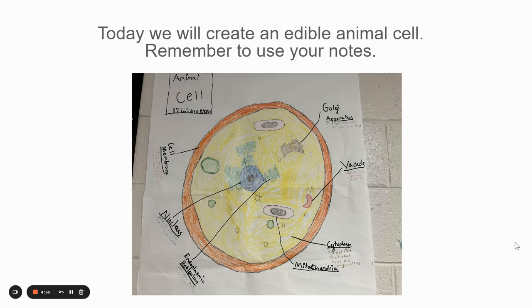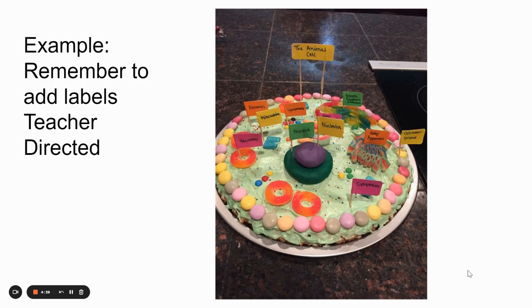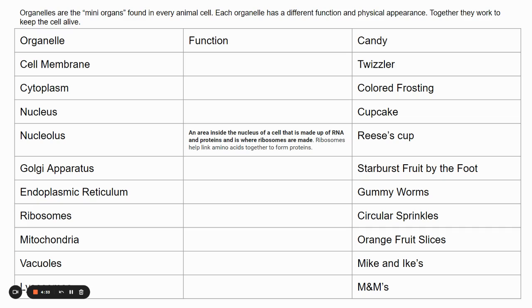This week we were continuing to work on plant and animal cells, and so to make it more fun and interesting, I decided to have my students create an edible animal cell. As you can see in this picture on this slide, we drew a diagram first, and then when we go to the next slide, we can see an example of what I had the students recreate for the basis of an animal cell.